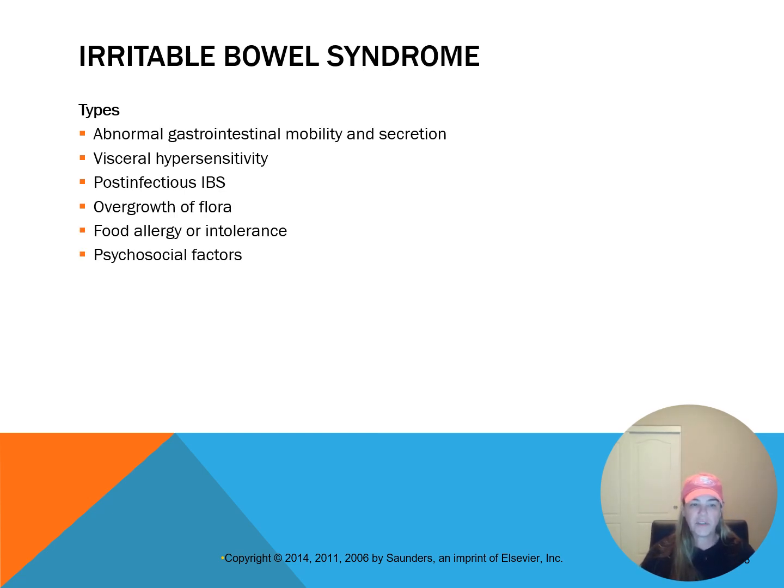Types of irritable bowel syndrome include abnormal motility and secretion, visceral hypersensitivity, post-infectious, so after an infection, overgrowth of your normal flora, which can be created after antibiotics, food allergy and intolerance, and sometimes psychosocial factors. Our emotional state has a lot to do with how our stomach behaves, so if we have very strong emotions, we might have some irritable bowel syndrome associated with that.